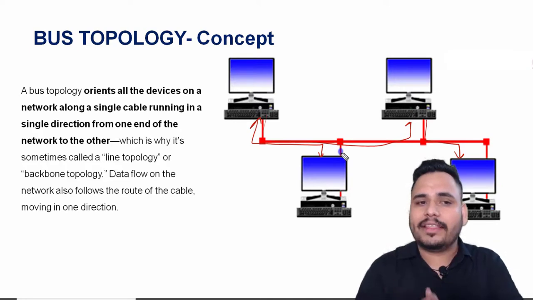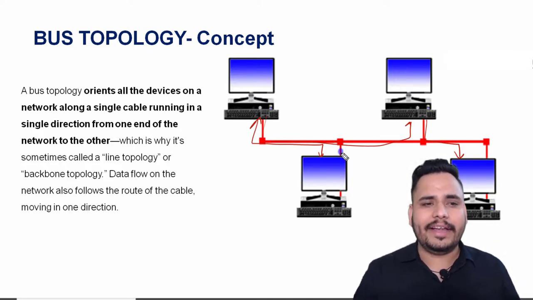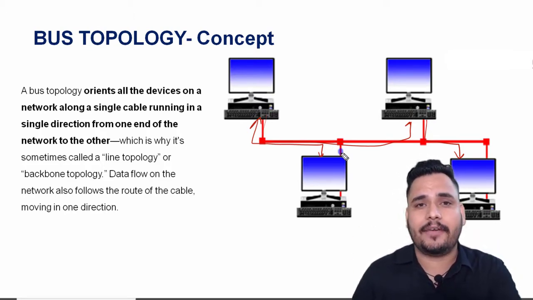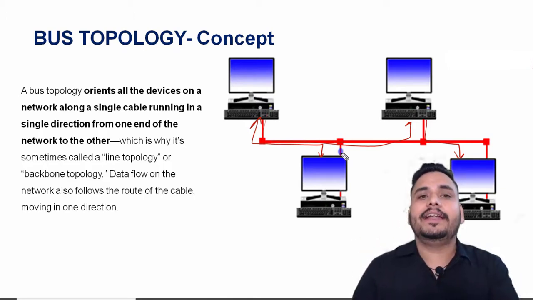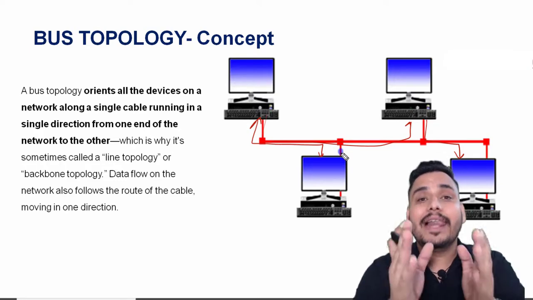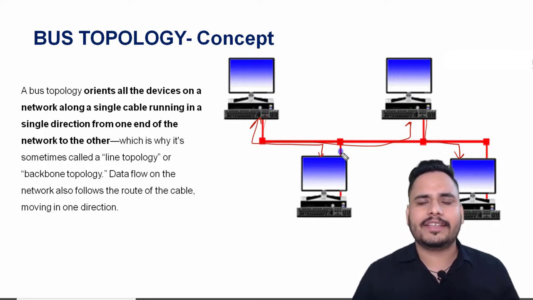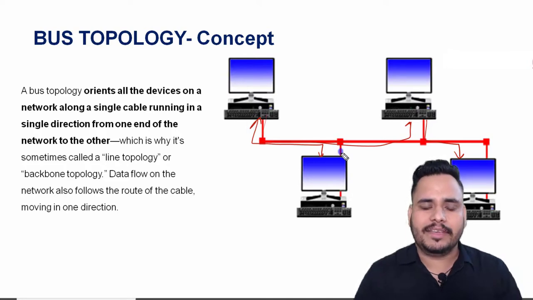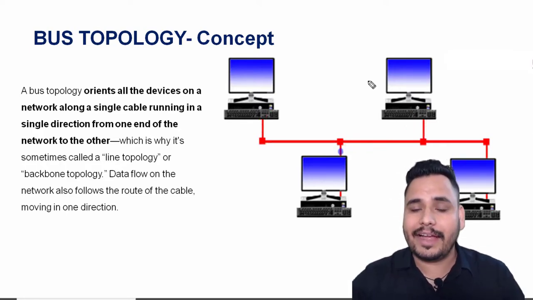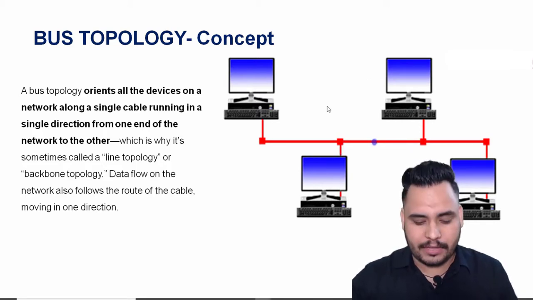If you notice one thing, all the devices on the network are along a single cable running in a single direction. Like if my first PC is sending data to another PC, then it is only unidirectional. That's why this topology is also known as line topology, and somewhere it is called backbone topology. All the data flow on the network also follows the route of the cable, moving in a single direction only. So that's why this is also known as backbone topology.